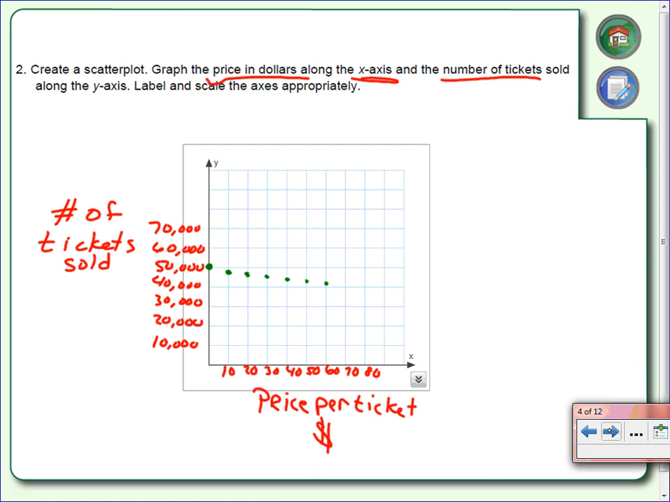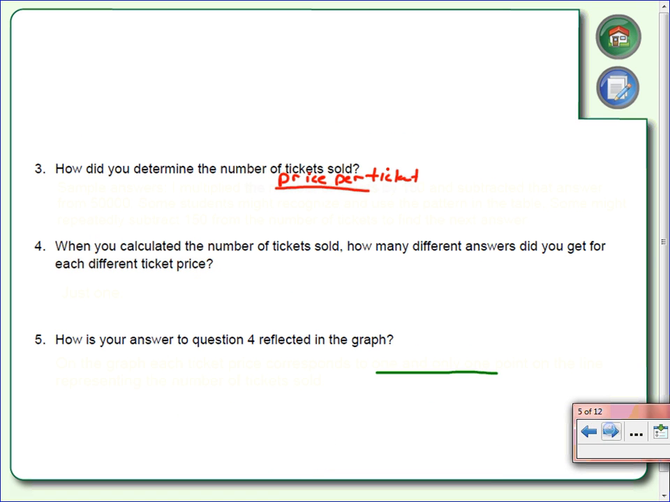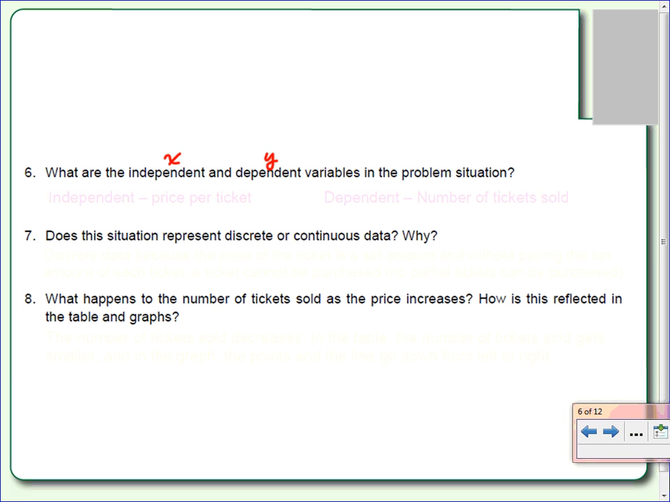So that's what we need to write down for our independent and our dependent. So here it is. Independent is the price per ticket. The dependent is the number of tickets sold.